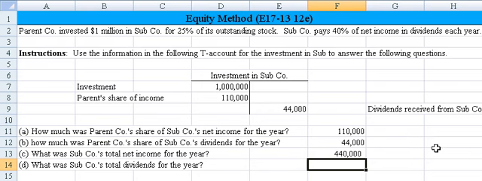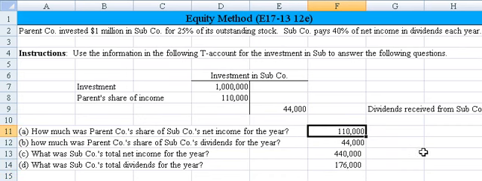And then part D says, what was sub company's total dividends for the year? And if they're paying 40% in dividends and we have a 25% interest, then we can just take the dividends and again divide it by the 25% that represents our share, and we come up with total dividends for the year of $176,000. Okay, let me just format this a little bit better. Put a dollar sign on the first answer, and that's all there is to this problem. Thanks, everyone.